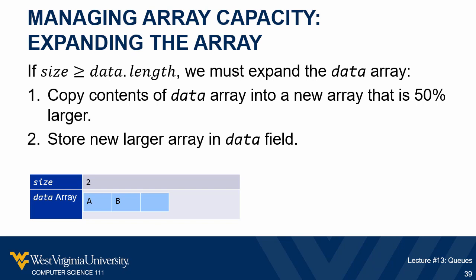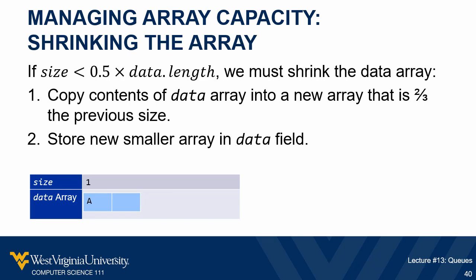But what's going to happen here is if it realizes that we're out of space, it's going to go ahead and create a new array that has 50% more elements than what we have right now. And it's going to go ahead and copy the contents of the existing array into that new array, and then it's going to go and store that new larger array back in the data field, effectively replacing our original one.